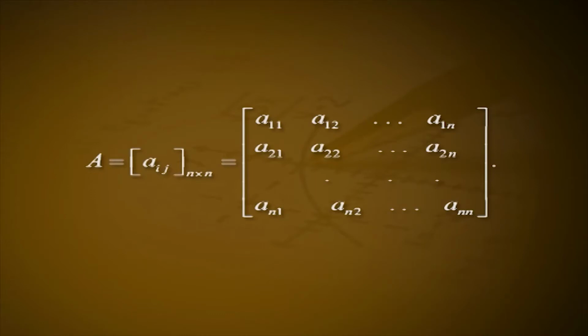Cofactors. Consider an n square matrix A is equal to matrix Aij of order n by n, which is equal to matrix A11, A12, etc., A1n; A21, A22, etc., A2n; etc.; An1, An2, etc., Ann. Let Mij denote the n minus 1 square submatrix of A obtained by deleting its ith row and jth column. The determinant of the matrix Mij is called the minor of the element Aij. Cofactor of Aij is the signed minor, given by Aij is equal to minus 1 to the power i plus j into determinant of Mij.